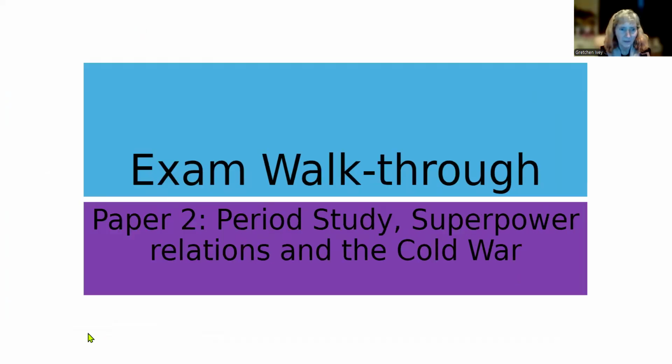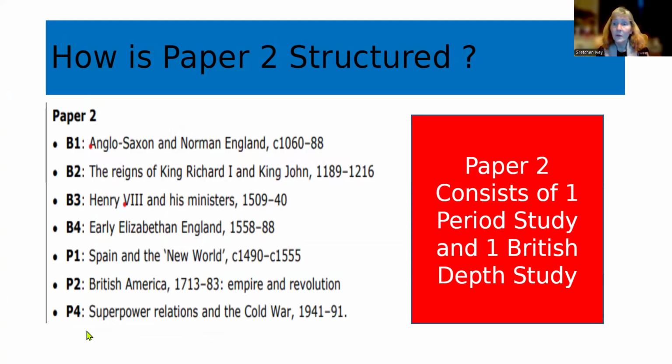There we go. Okay. So let's look at, first of all, just to remind you how paper 2 is structured. If you have gone through this module on superpower relations in the Cold War, and of course, with this exam walkthrough, you have only done half of paper 2. There are 2 studies in paper 2. There is your period study and your British depth study. Okay, so we've done the period study with this one. This is what they call the P paper, P4. You still have your British depth study to do.